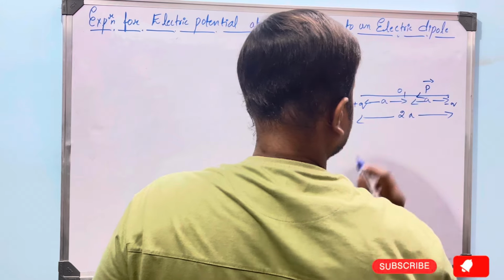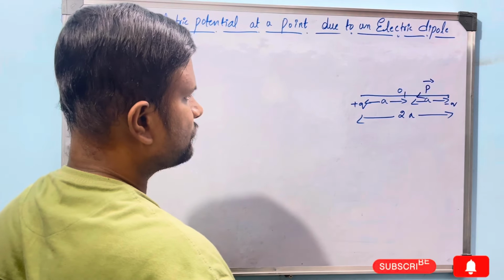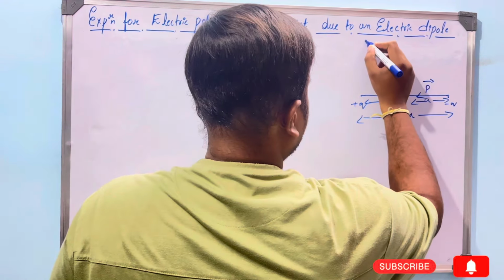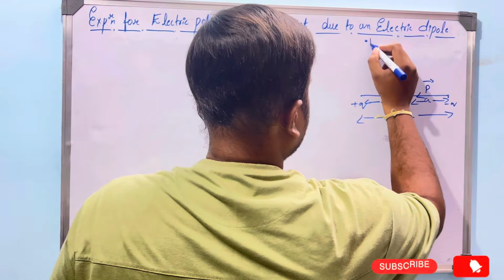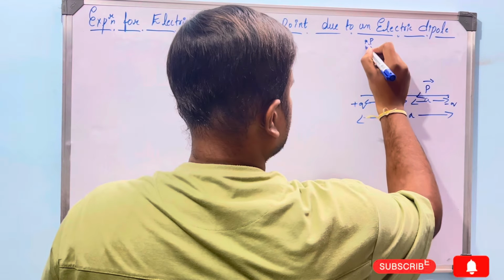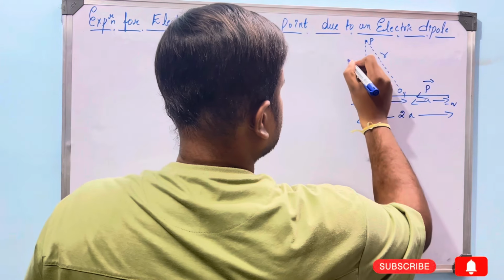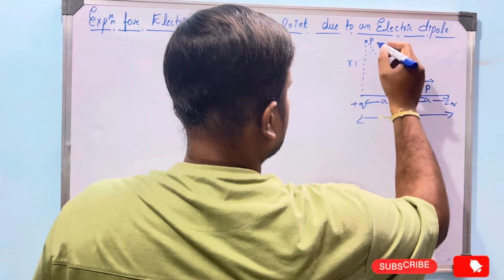Call this point O. I will consider a point P here. Let OP distance, as in the previous derivation, be equal to r. Here also I will take OP equal to r. Now this distance becomes r1, and this distance becomes r2. And this one is the angle theta.